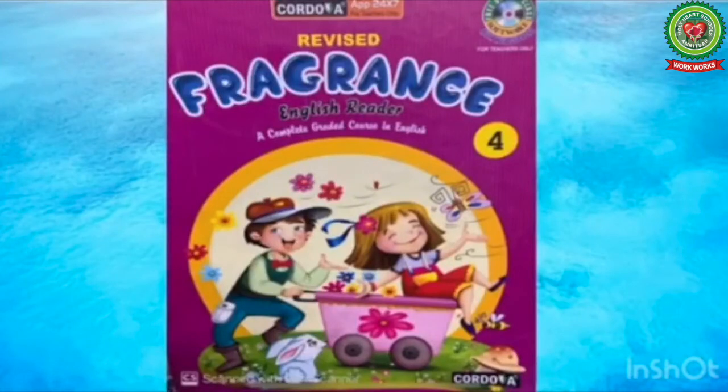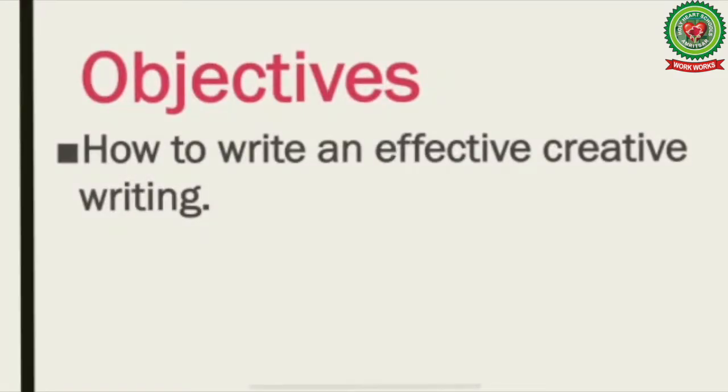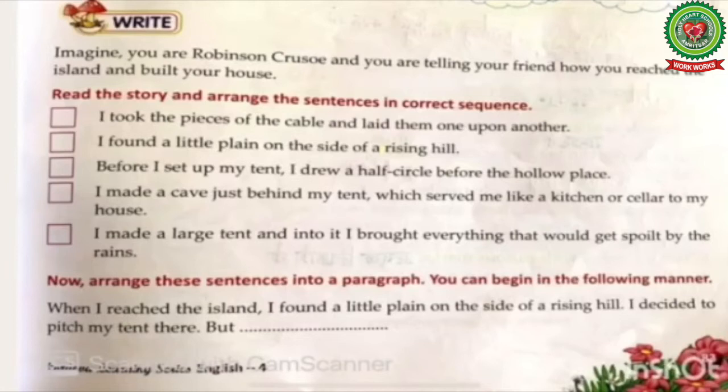Students, you all have to open your fragrance book. The main objectives of this topic are: today you all will be able to learn how to write an effective creative writing. Students, today I am going to discuss creative writing of Robinson Crusoe Builds a House. Today, you all will be able to put the following incidents in chronological order and frame the summary. Here students, chronological order means arranging the events in order of their occurrence.